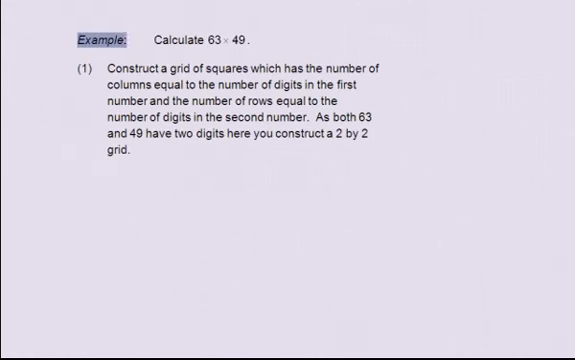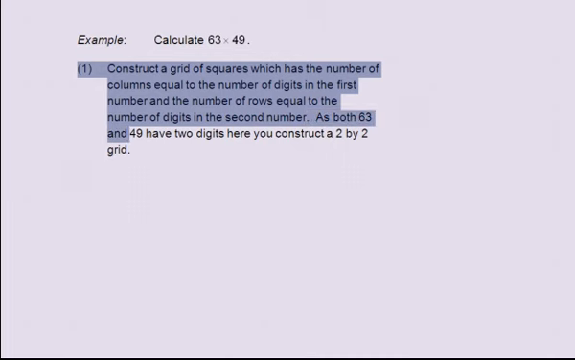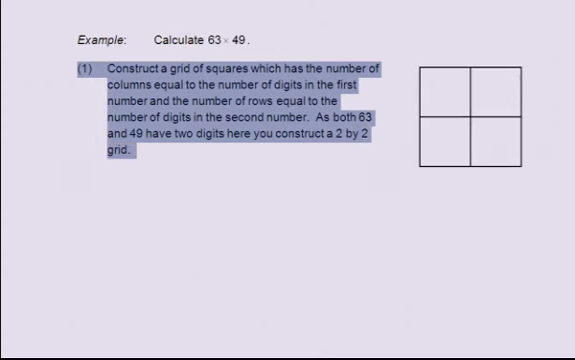Example. Calculate 63 multiplied by 49. Step 1. Construct a grid of squares which has the number of columns equal to the number of digits in the first number and the number of rows equal to the number of digits in the second number. As both 63 and 49 have two digits, here you construct a 2 by 2 grid, like this.